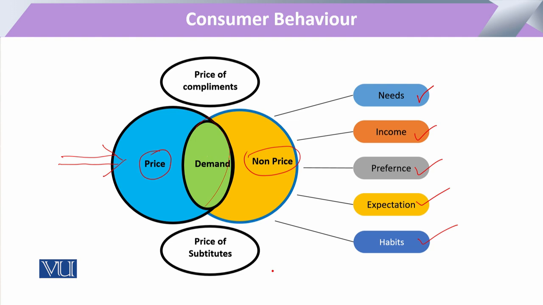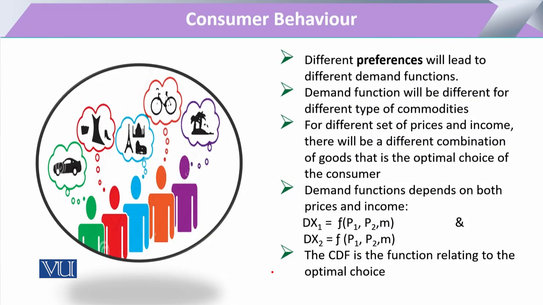And at the same time, the two other things that he has to see, not only the price of its own good, rather he has to face the price of its substitute and the price of the complements. What are the various factors that affect the consumer demand? As we know that the consumer is not having only one preference, so consumer may have different preferences.